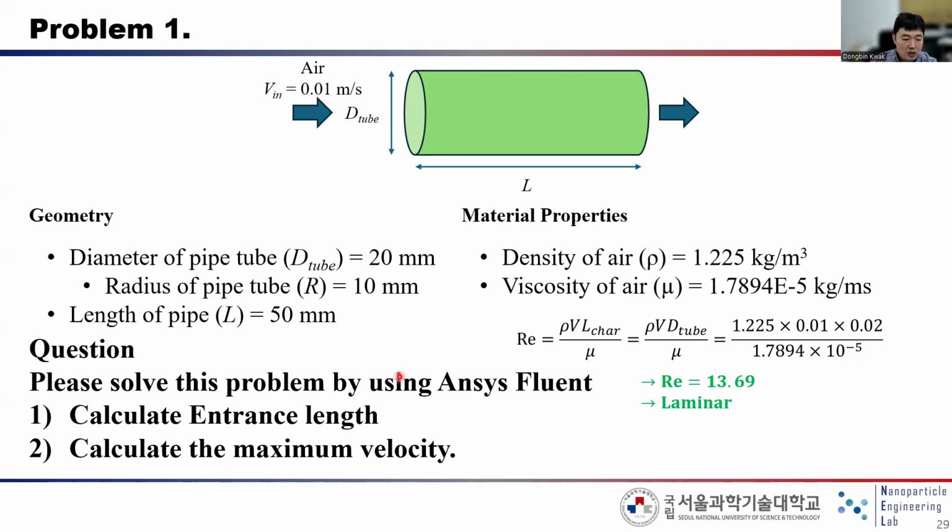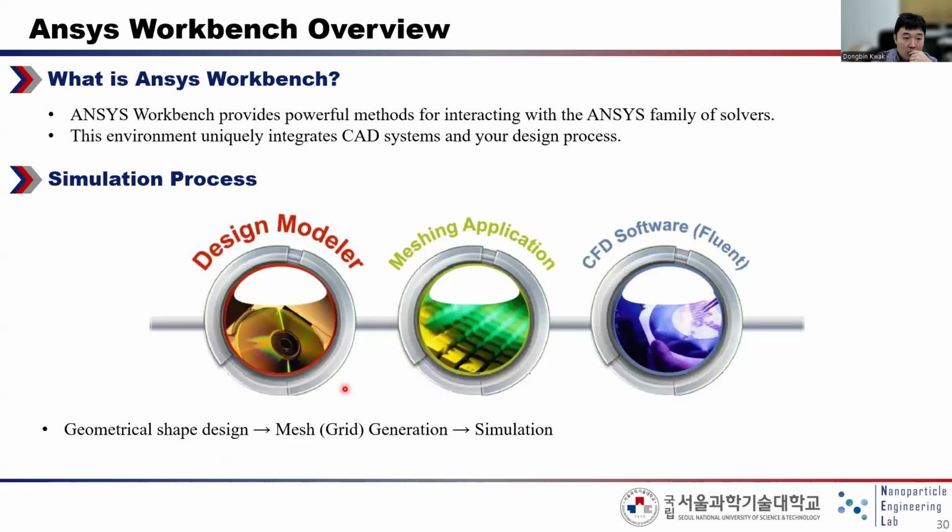Our question is: please solve this problem using ANSYS Fluent. We need to calculate the entrance length, and also the maximum velocity. Okay, so let's use ANSYS Workbench together.